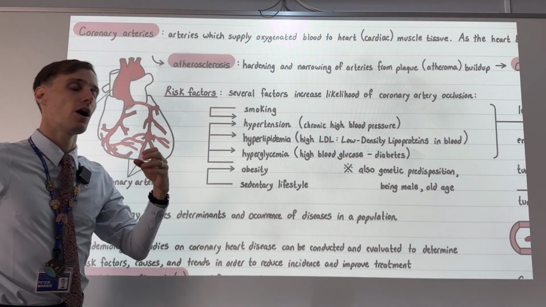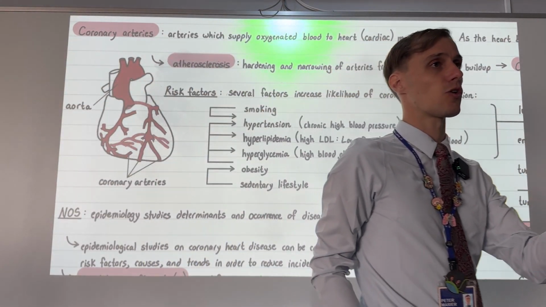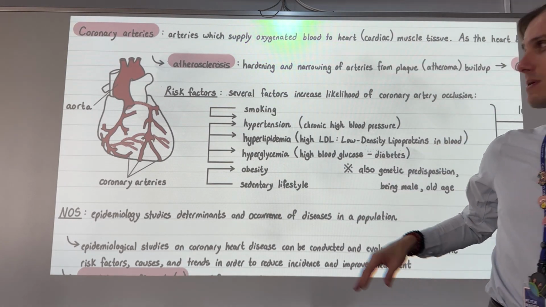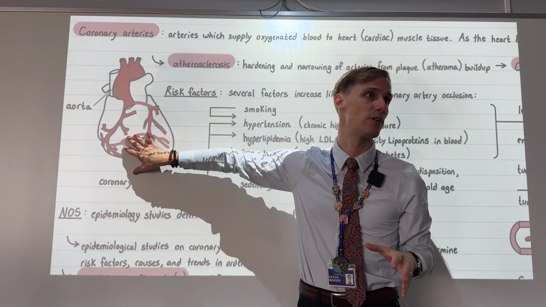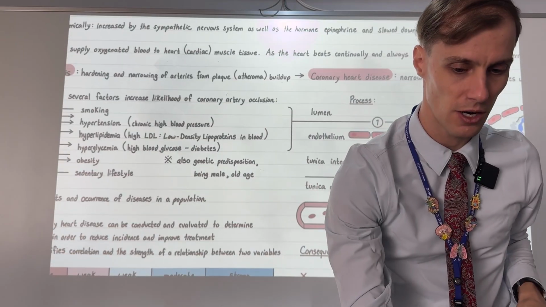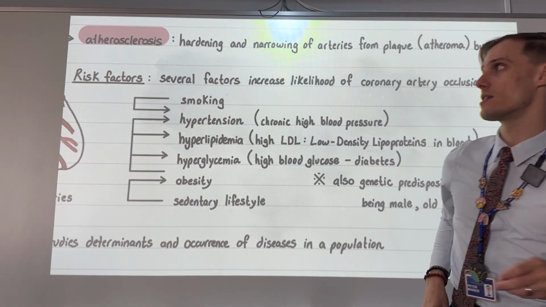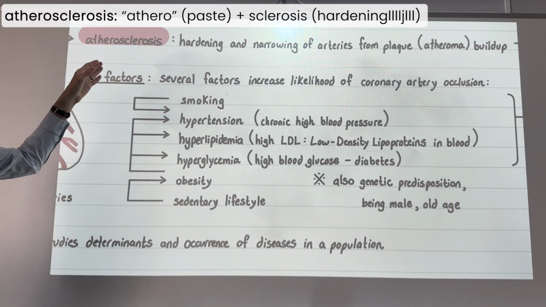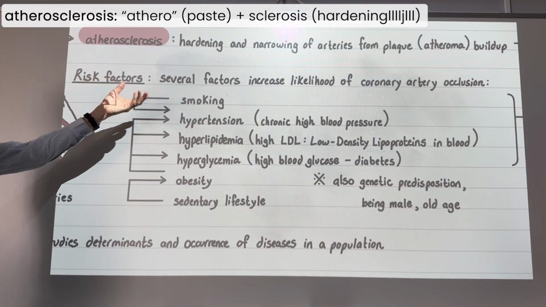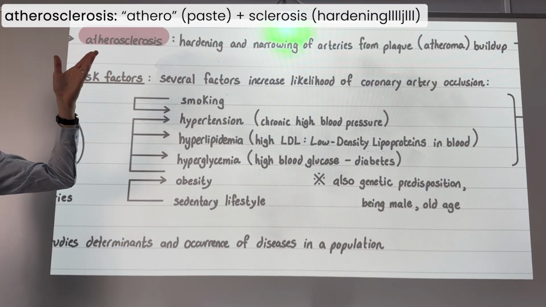When we're talking about coronary heart disease or coronary problems, we're dealing specifically with those on the heart. So that's what we're discussing here. A major issue that can occur is something called atherosclerosis. And that's a fancy way of saying it's the hardening and narrowing of arteries.